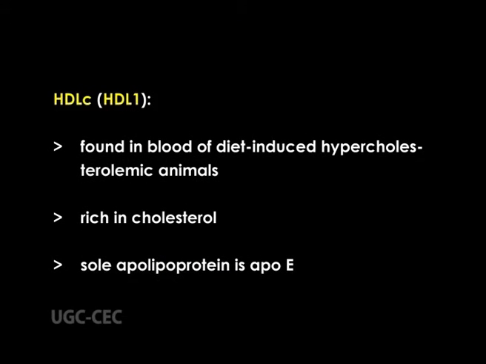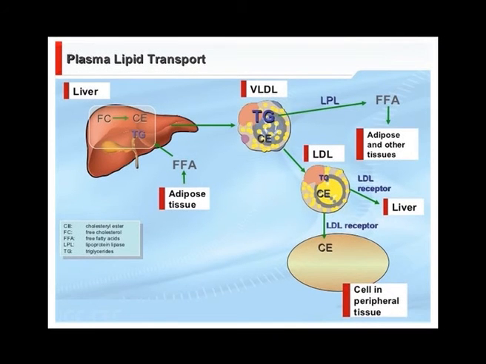HDL-C, that is HDL1, is found in the blood of diet-induced hypercholesterolemic animals. It's rich in cholesterol and its sole apolipoprotein is ApoE. It appears that all plasma lipoproteins are interrelated components of one or more metabolic cycles that together are responsible for the complex process of plasma lipid transport.